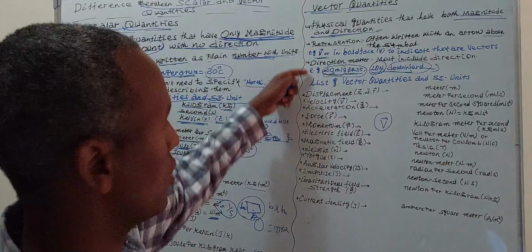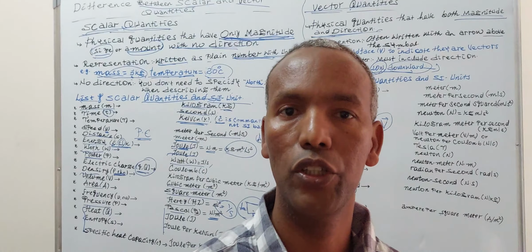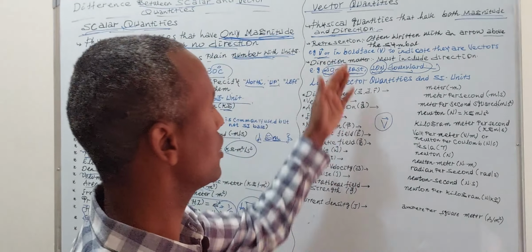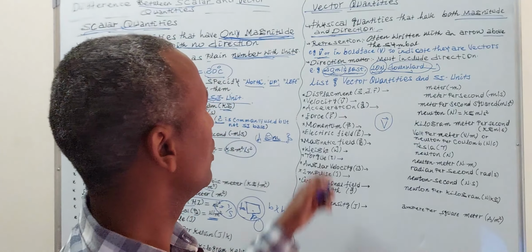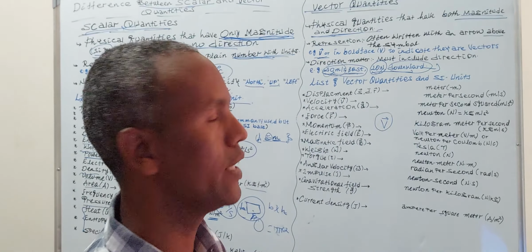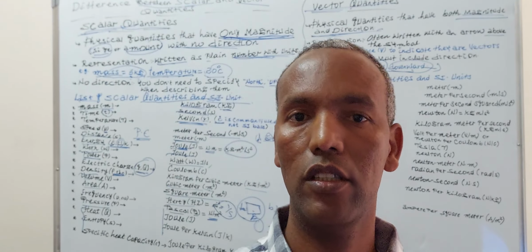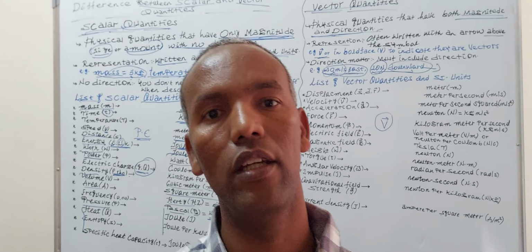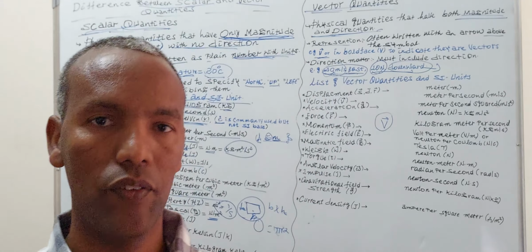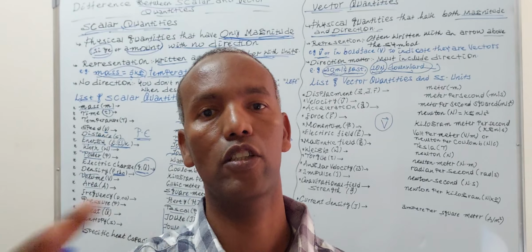So here is a list of physical quantities for you guys. This is a list of vector physical quantities. The first one is displacement. We can express displacement using S or D. Some people use D or R. It depends upon the physical quantity that you're trying to express.